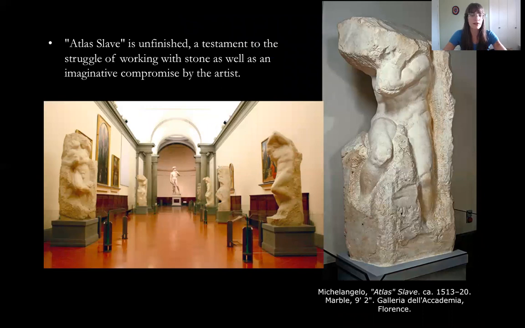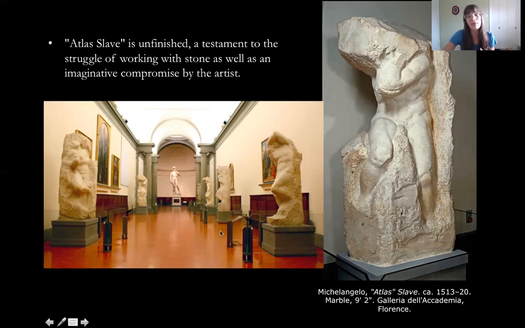So just to give you more of an understanding of what I mean by that, here we have again subtractive. This is Atlas Slave by Michelangelo. You probably know him because he is famous for many artworks, among them the David that you see here at the end of the hallway. This is in the Galleria dell'Accademia in Florence, Italy. This is kind of the center of the Italian Renaissance, and you can find the sculpture there. But if you go into the gallery, it's at the end of a long corridor in which you also have a variety of other unfinished sculptures by Michelangelo.